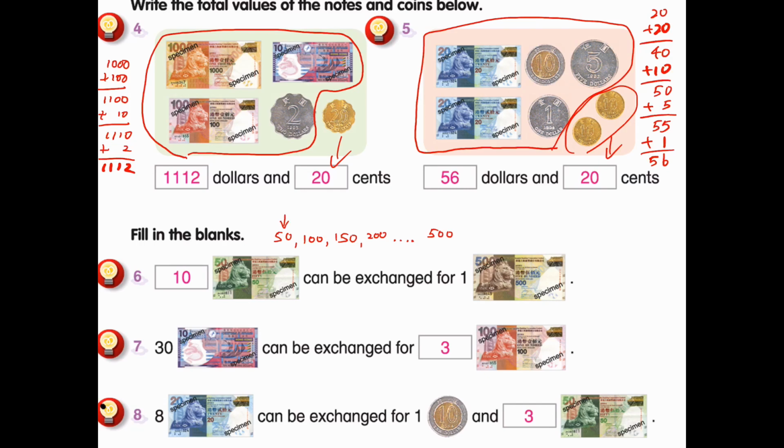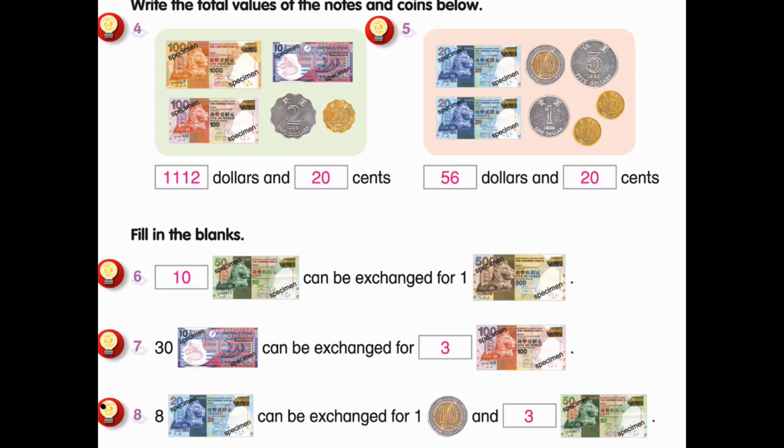So we have one $50 note to make it the value of 50, and two $50 notes for the value of 100, and so on. So up to 500 we would have 10. So this is how we got the answer: 10 $50 notes can be exchanged for one $500 note. So you do the same for questions 7 and 8.